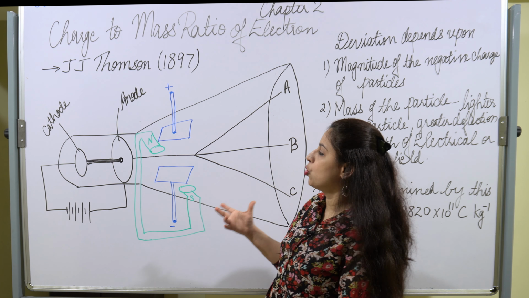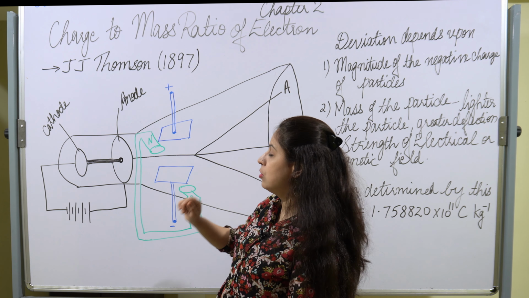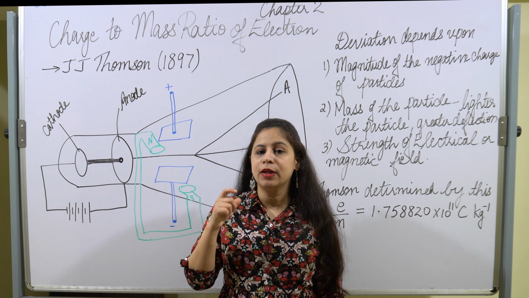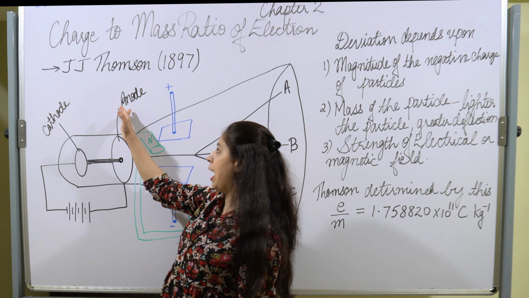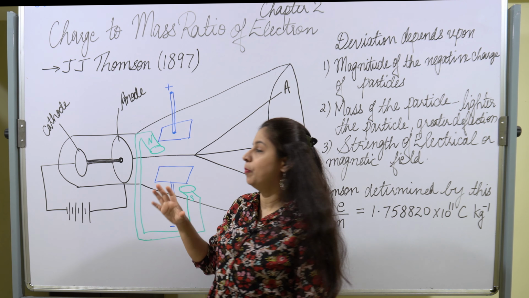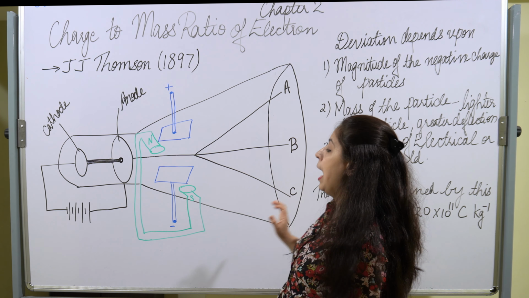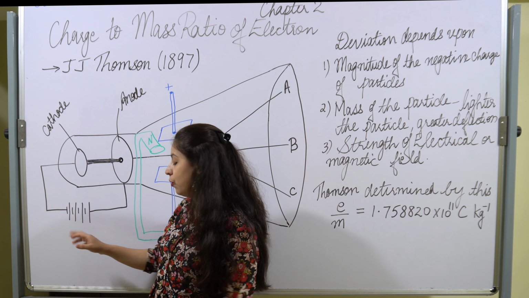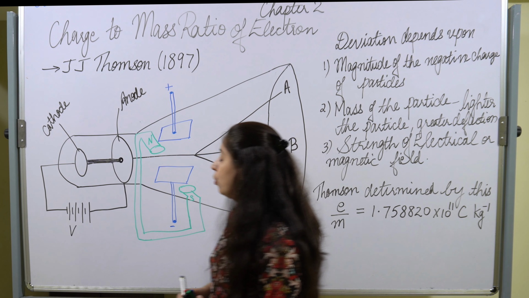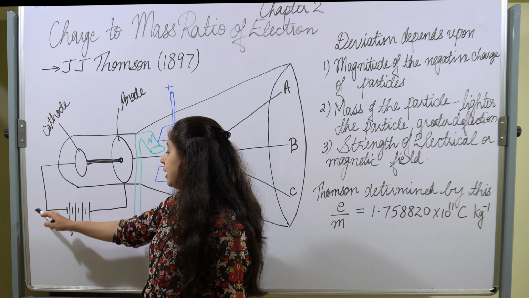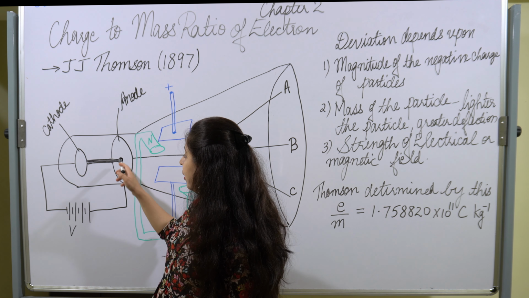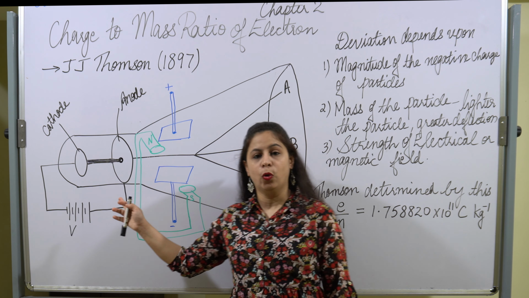So he again took those two electrodes, cathode and anode. As we already know, cathode is a negatively charged electrode and anode is the positive electrode. He again took the two electrodes placed in a thin glass tube, connected to the voltage supply V. As the voltage entered the cathode and then the anode, a hole was made in the anode over here.